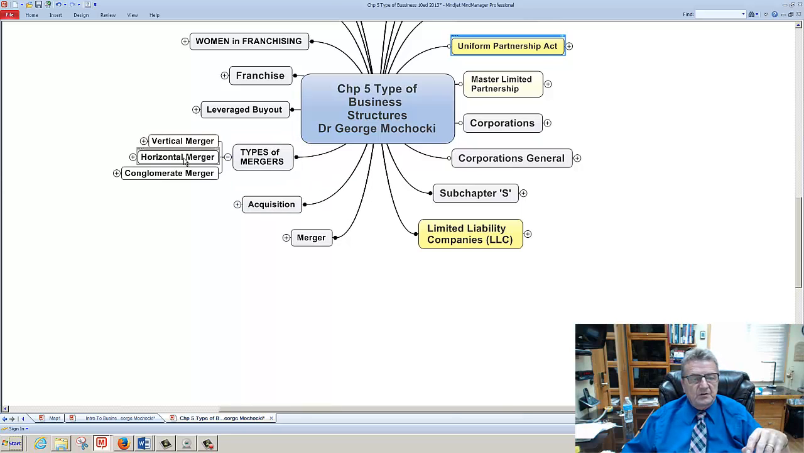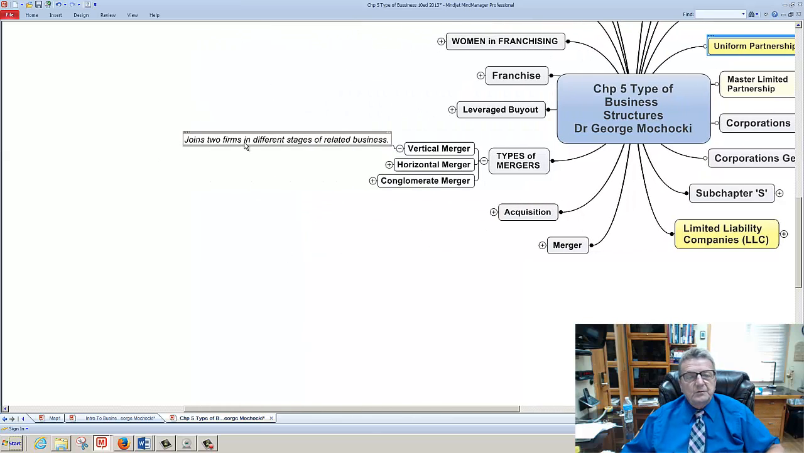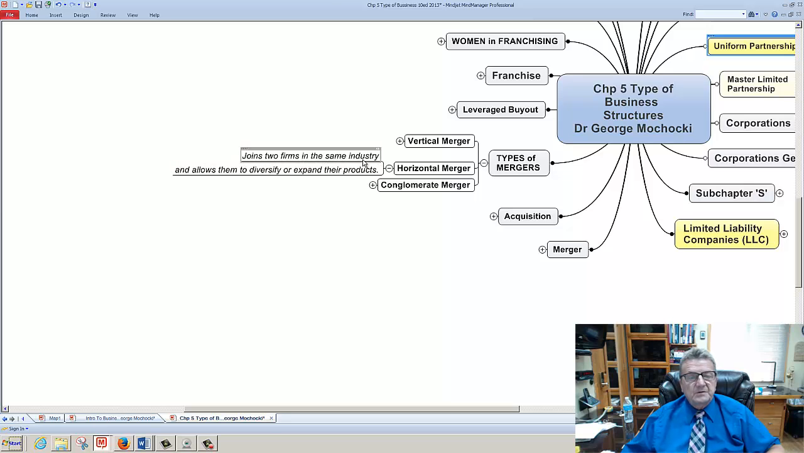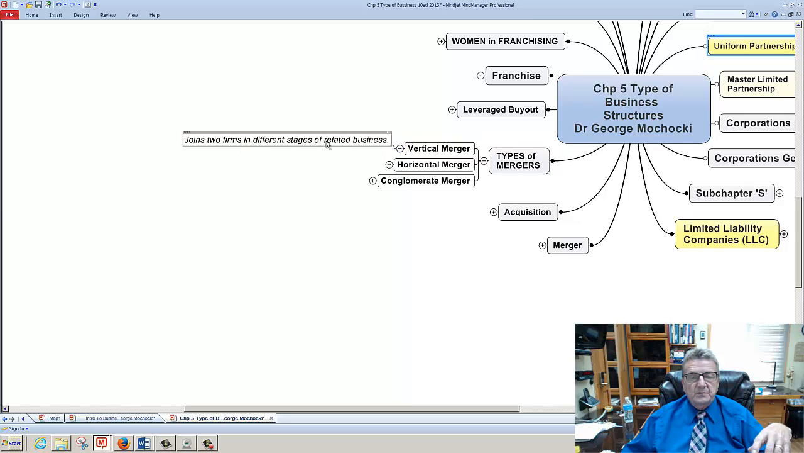Types of merger: vertical, horizontal, and conglomerate. Make sure you look at them. And if I look at vertical, it's basically, let me just slide this over a little bit. Horizontal: two firms in the same industry, so you have Apple and Dell coming together to expand their product. Vertical: two firms at different stages of related business.